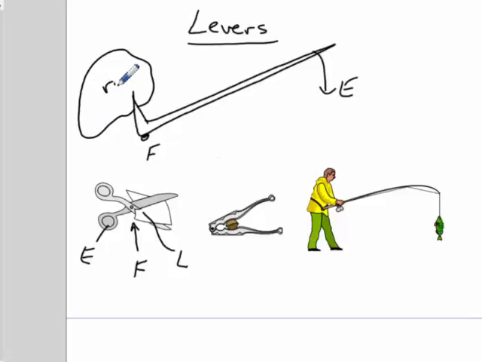But this might be the rock in this case. And you can use your lever to tip it up. So the effort that's applied here will actually then, of course, transmit and lift a load up there. Okay? So it's effort, fulcrum, and load.